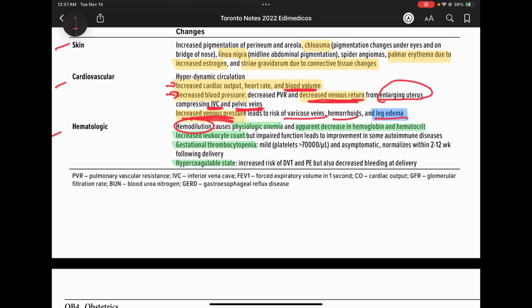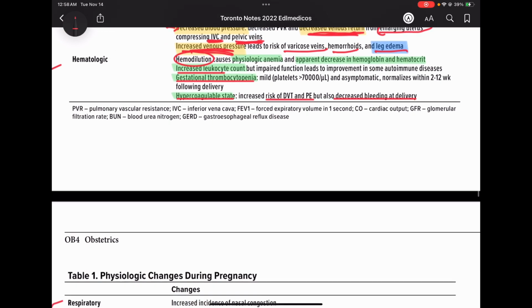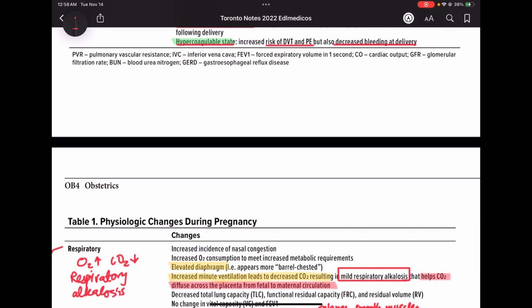All right, moving forward, there is increased leukocyte count, gestational thrombocytopenia, and a hypercoagulable state. The hypercoagulable state increases the risk of DVT and pulmonary embolism also, but it decreases bleeding at delivery. So it has its benefit too, that it decreases bleeding at delivery, because pregnancy is a hypercoagulable state.